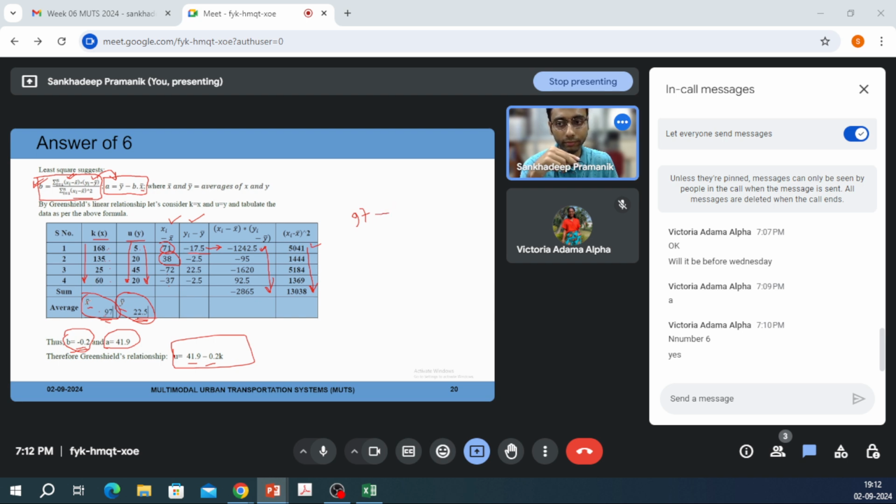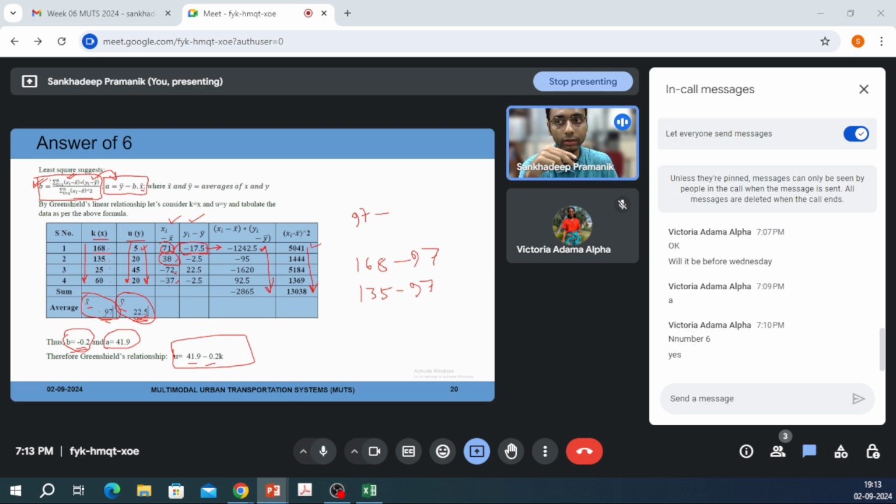So for xi minus x bar, x bar is 97. Xi is actually 168, so 168 minus 97 comes as 71. Similarly for the next one it will be 135 minus 97, so it will come as 38. Similarly for this one and this one also. And for yi minus y bar, yi is 5 and y bar is 22.5, so 5 minus 22.5 will be minus 17.5.